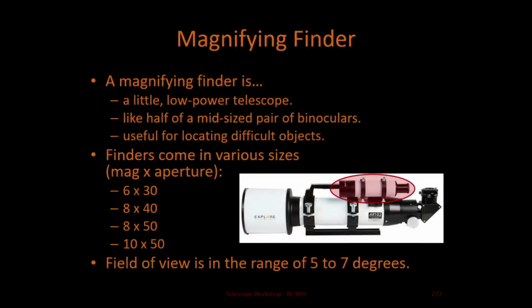And then there are magnifying finders, where you basically have a mini telescope on here. It's like a little telescope attached to the big telescope, but it has a much wider field of view, so you can see much more of the sky. Therefore, it's much easier to find the thing you're looking for and get it centered. Then you can start looking through the big telescope. They come in different apertures and magnifications.